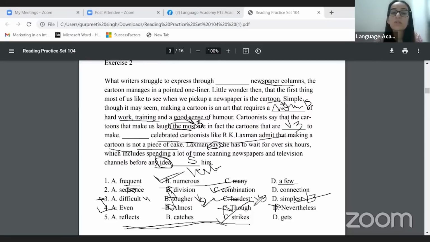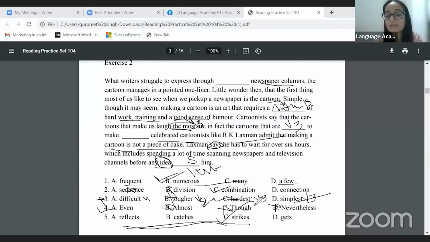Then the third was based on writing style, that the sentence needed you to select the third form of verb because they are using the third form of verb. And out of the third forms, the hardest and simplest were two options. And then based on context, making cartoons is not easy. So that is why you have to go with hardest.